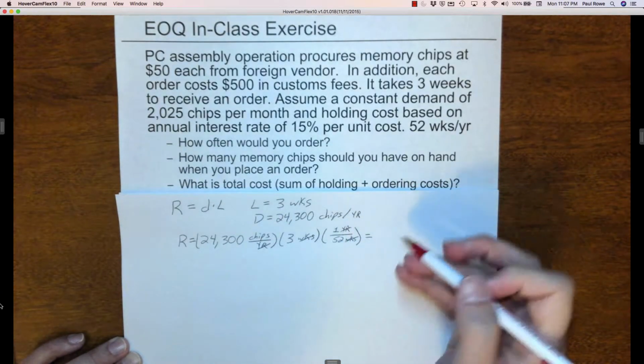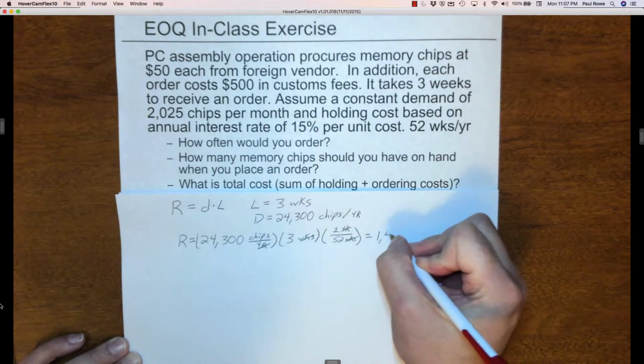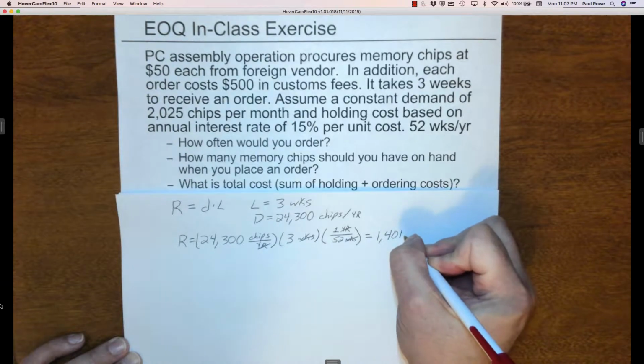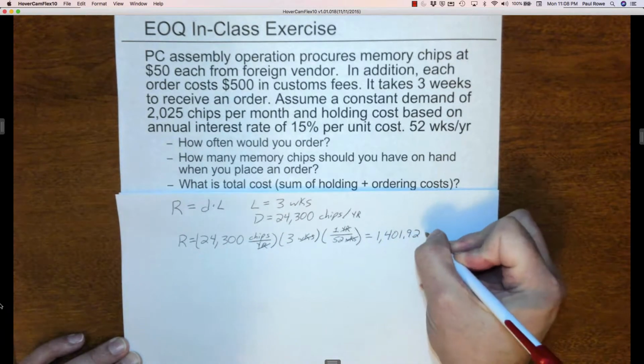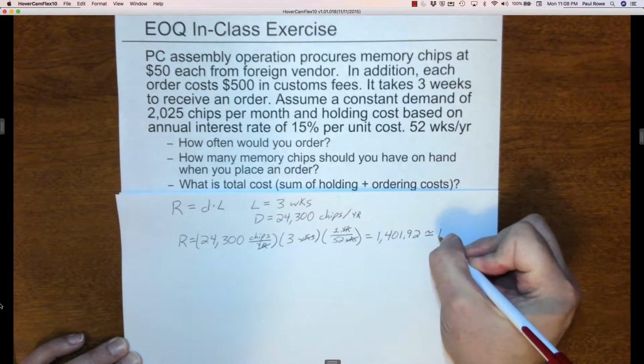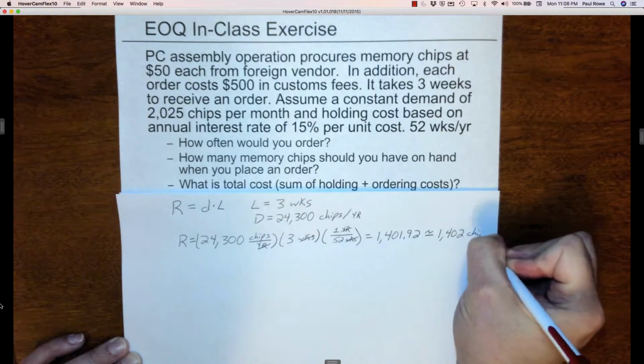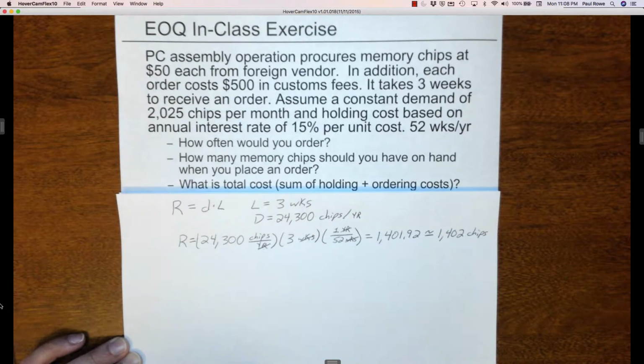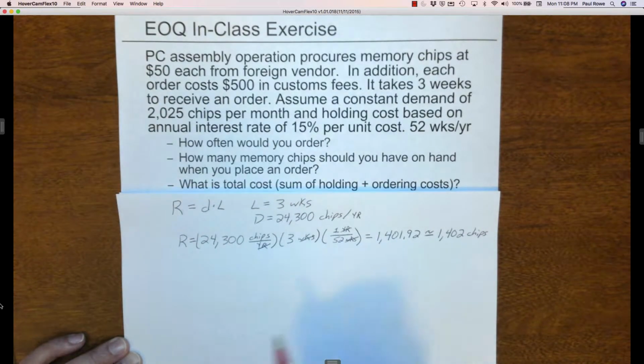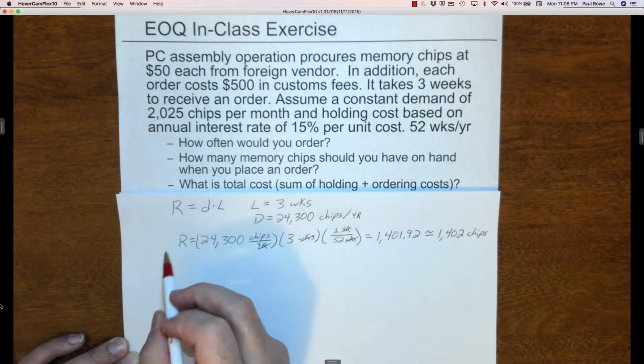And with the right numbers, we come up with 1,401.92, or we'll go ahead and round that to 1,402 chips. So we've now calculated our reorder point.